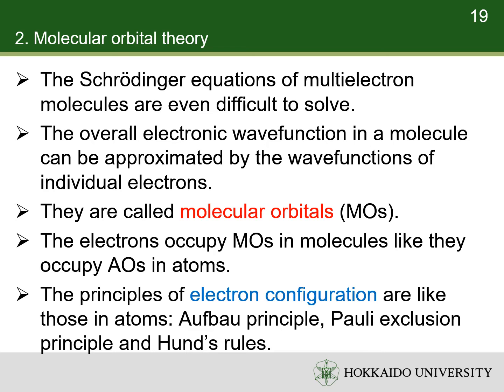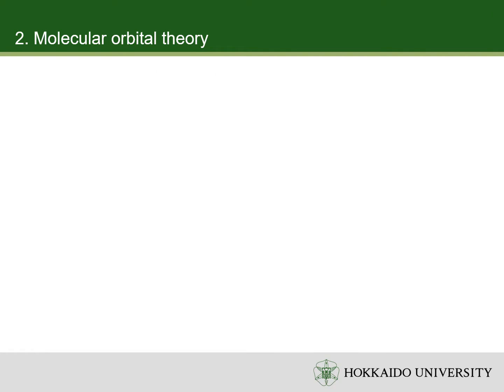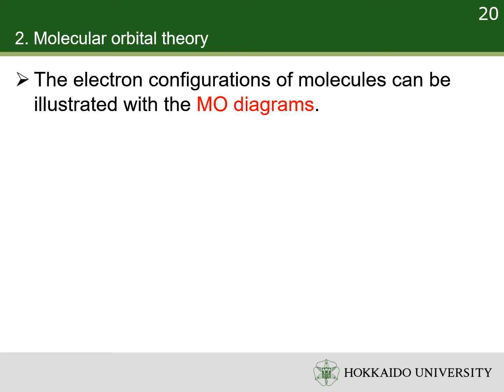The principles of electron configuration in molecules are like those in atoms. They are the Aufbau principle, the Pauli exclusion principle, and Hund's rules. The electron configurations of molecules can be illustrated with molecular orbital diagrams.